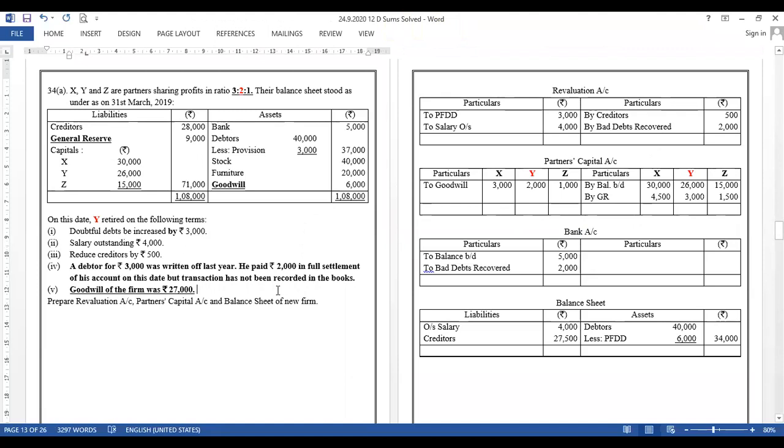Now this is again goodwill of the firm, valued at rupees 27,000. Again, I want you to calculate orally. 27,000 is the firm's goodwill. The retiring partner is Y. Y's share is 2 by 6, which is 1 by 3. How much will be Y's share in goodwill? 9,000. Okay, 9,000 is right. 27,000 into 2 by 6 is 9,000. Who will contribute for the 9,000?